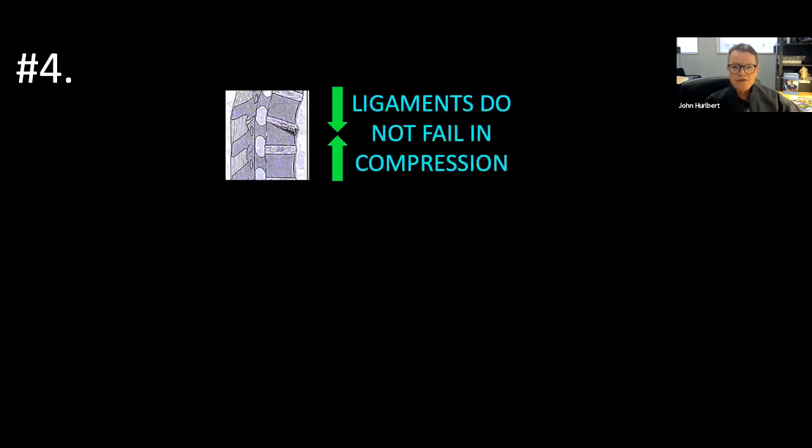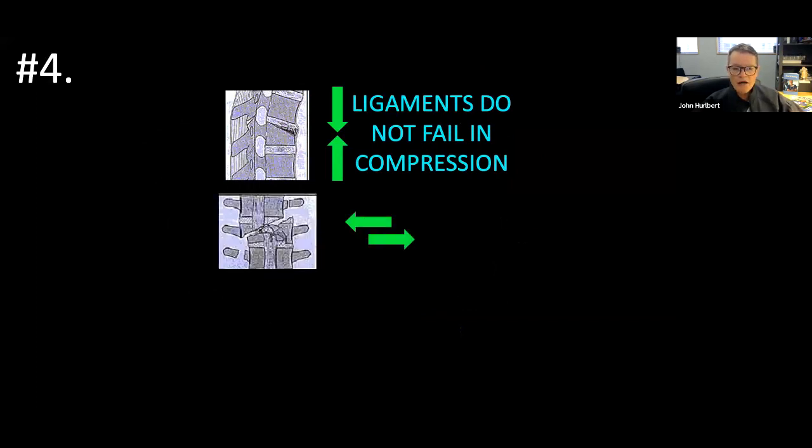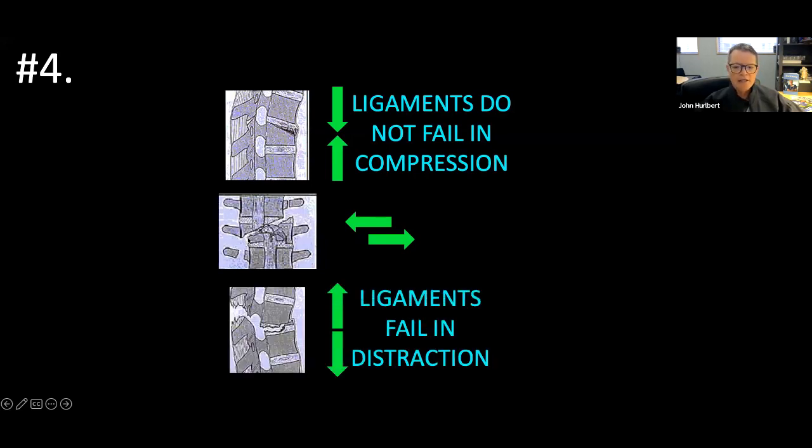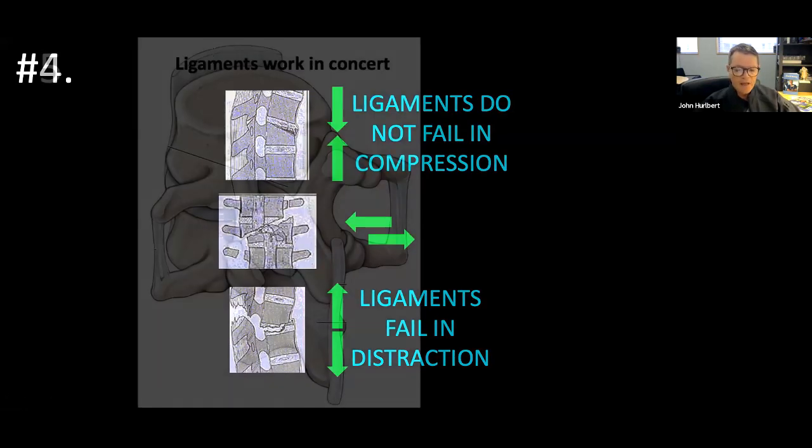All right, point number 4: ligaments fail in distraction. Ligaments do not fail in compression. They compress in compression. They do not fail typically in translation. They strip themselves off the bone and they tend to go where the other bone's going. So you get a gap across the ligament where there becomes an empty space. Ligaments fail in distraction. Remember that.